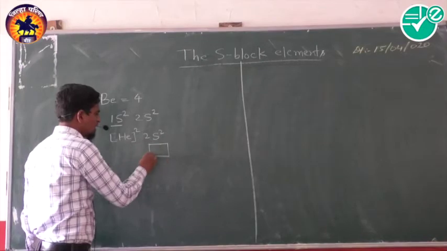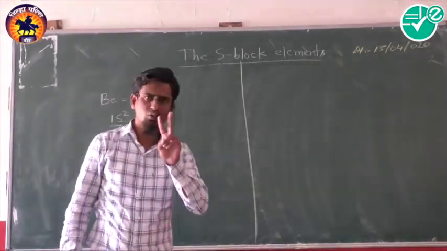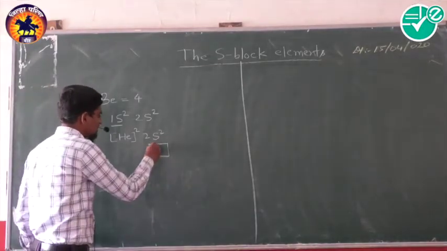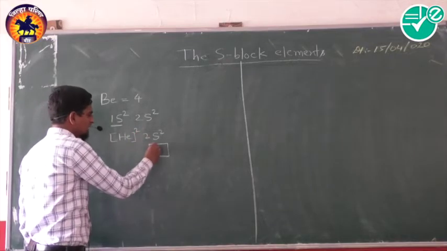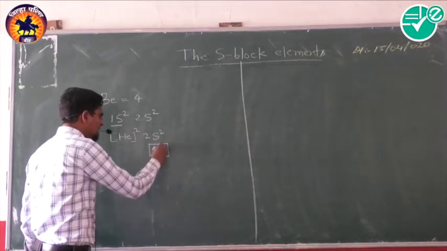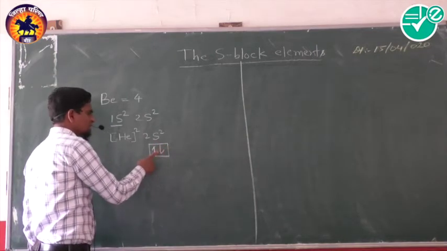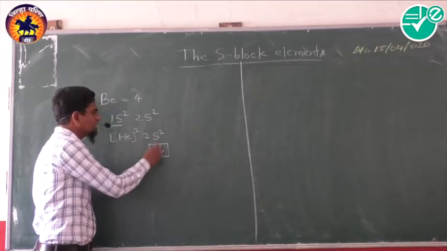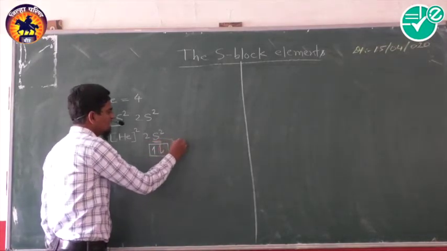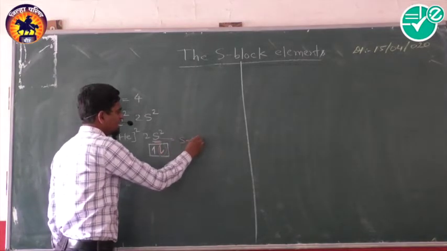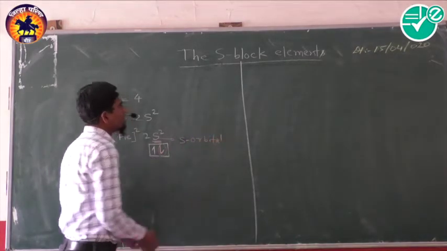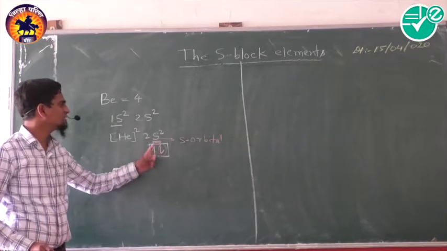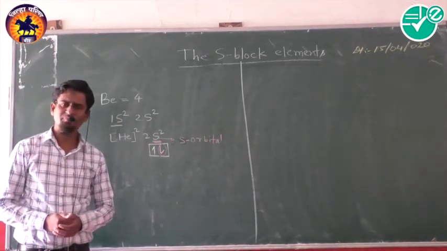And you know, the S orbital has a capacity of 2 electrons. Therefore, these electrons will be arranged in this form. The first two are here, the third one is here, and this is the fourth and last electron. This electron enters the S orbital. That's why you call these elements S block elements, in which the last electron enters the S orbital.